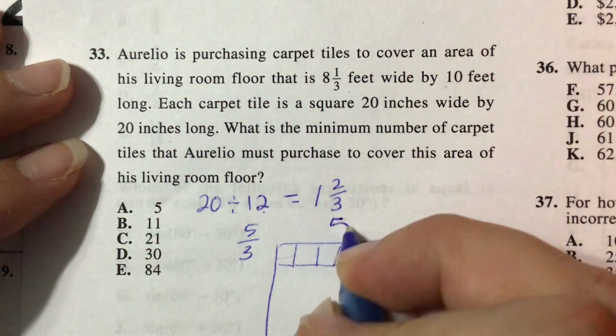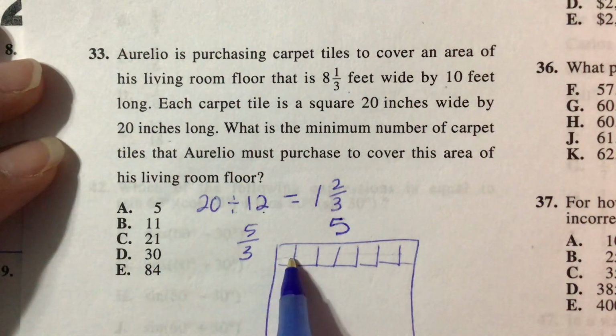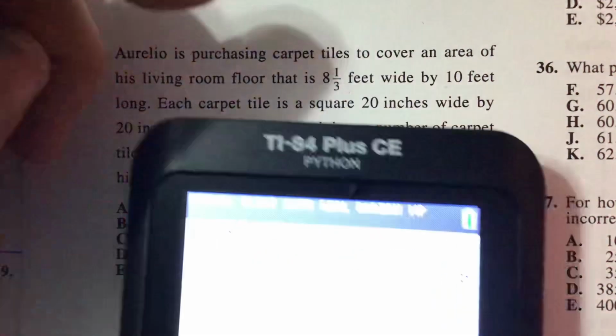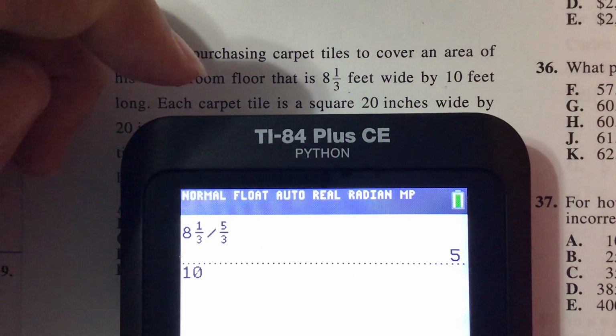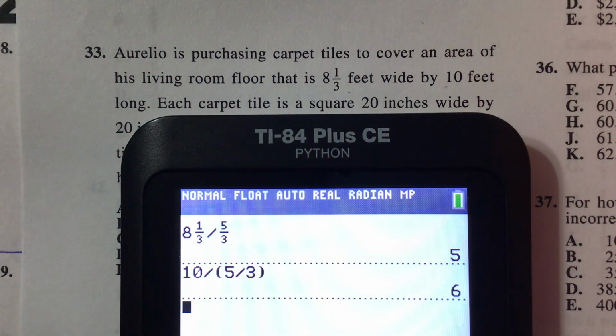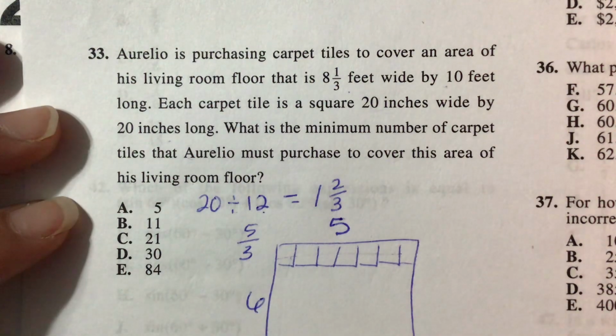Okay, so we need 5 tiles across, and then it is 10 feet long. So now I have to figure out how many go down. We just have 10 feet, so I'm going to take 10 divided by the length of one of the carpet squares, and that gives me 6. So this way I would need 6.